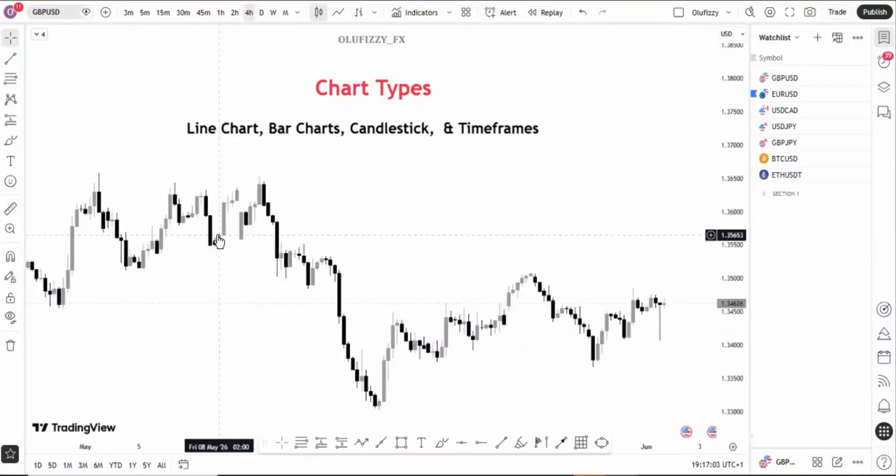If you open a chart for the first time, it can look confusing and overwhelming. You see candlesticks moving everywhere. You have different colors. You have different time frames. But once you understand how charts work, reading the market is going to be much easier for you.